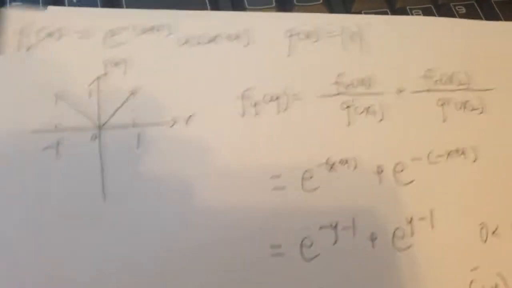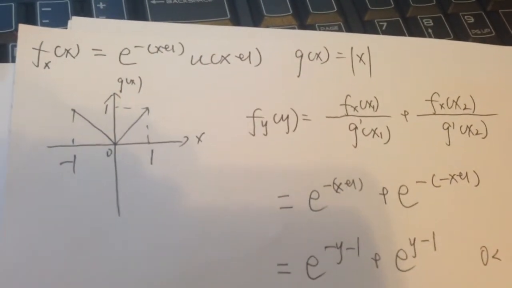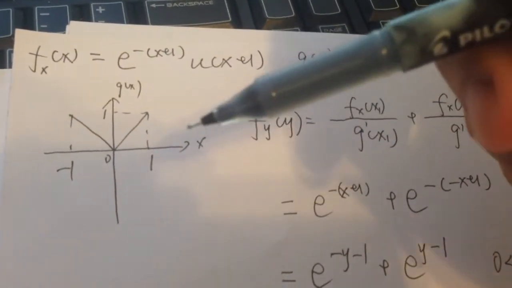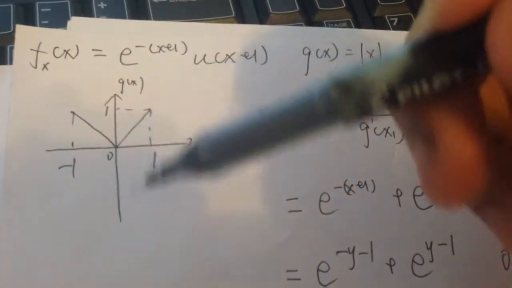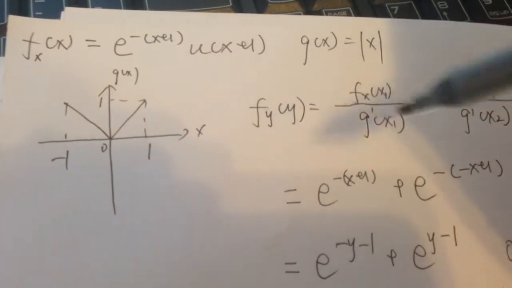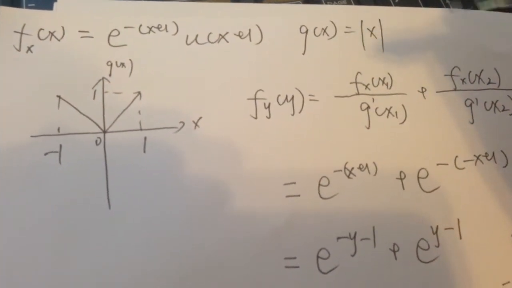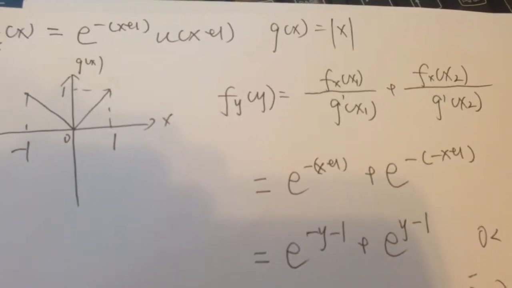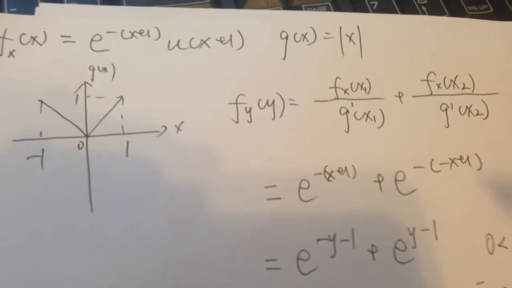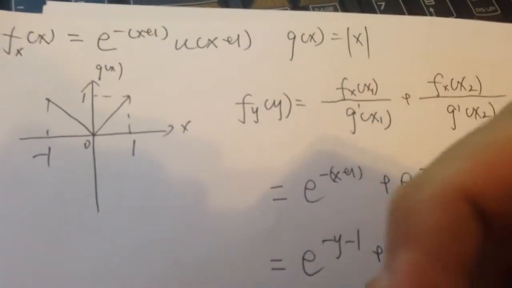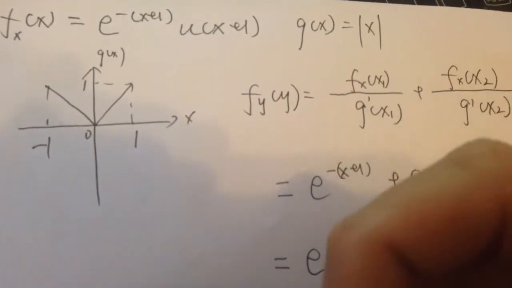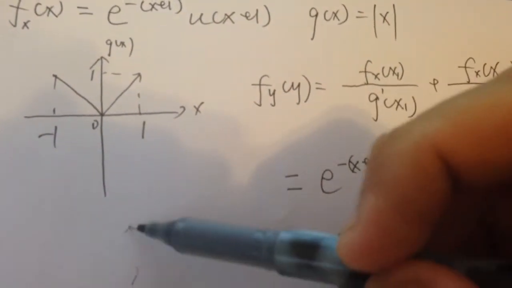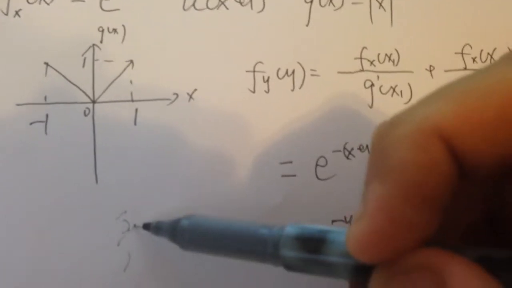Okay, here is the answer to question 2. We know that according to the conditions, the little f(x) is e to the negative x plus 1, and g(x) is the magnitude of x. So here we graph g(x). It's like this. This is the graph of g(x).